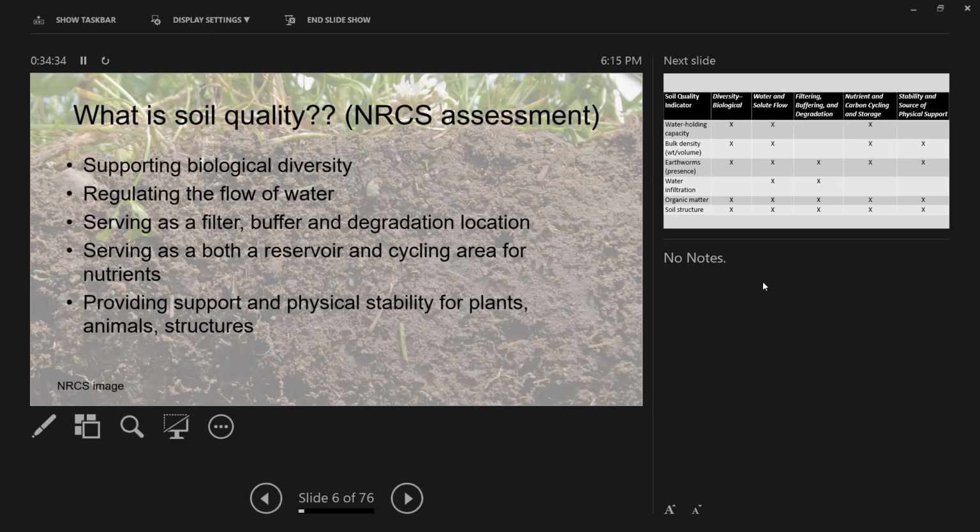Your soil also serves as a buffer. It's a filter for everything that goes into the soil. When we have rain, the water flows through the pores, and it kind of cleans it up before it gets down to the groundwater and out to the streams. At least that's what we want to happen.